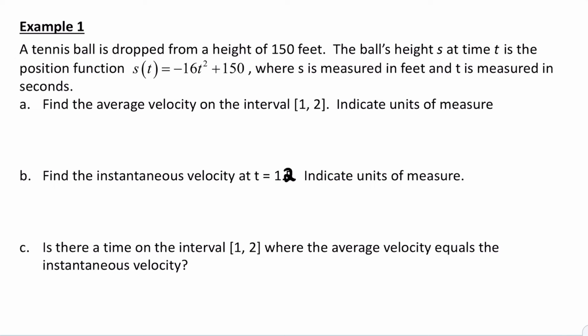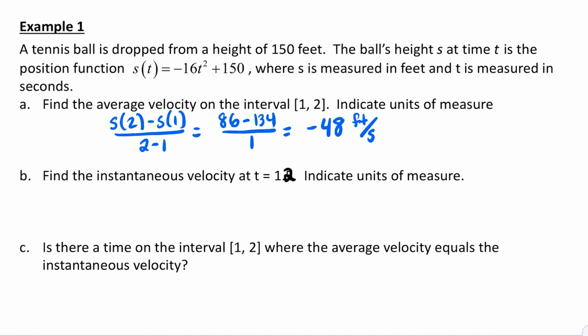Anyway, okay, so we have the average velocity on an interval from 1 to 2, indicate the units of measure. So average velocity, that is s of 2 minus s of 1 over 2 minus 1. S of 2 is 86. S of 1 is 134. All over 1. We have negative 48 feet per second.